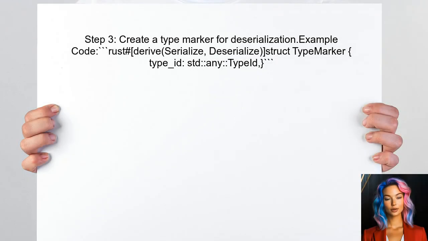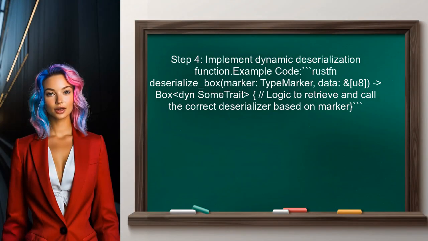After setting up the trait, the user should create a type marker for deserialization. This marker will help identify the specific type of trait object being deserialized. Finally, the user must implement a function that uses the type marker to dynamically retrieve the appropriate deserialization function. This function will be responsible for converting the serialized data back into the correct box containing the trait object.